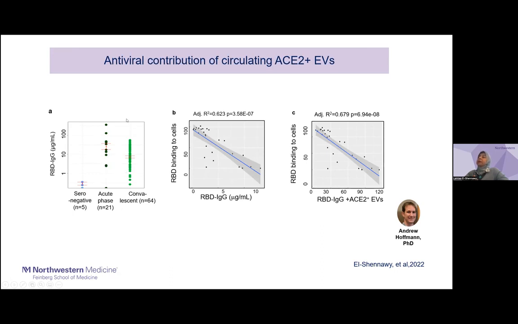There is enhanced RBD IgG expression, and the elevated RBD IgG levels in COVID-19 patient plasma are significantly associated with their neutralization effects on RBD binding to the human cells. Combining ACE2 positive EVs with the factor of RBD IgG levels significantly improved the model fitting to explain the RBD neutralization activity of the plasma. So these results again confirmed the antiviral contribution of circulating ACE2 positive vesicles.